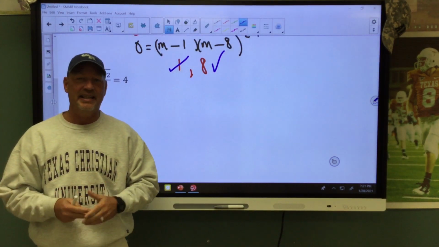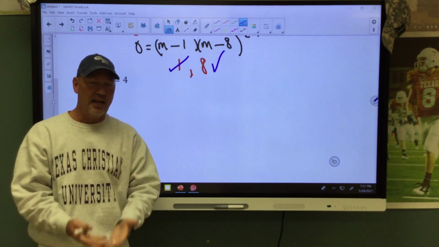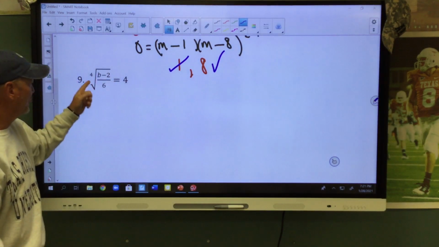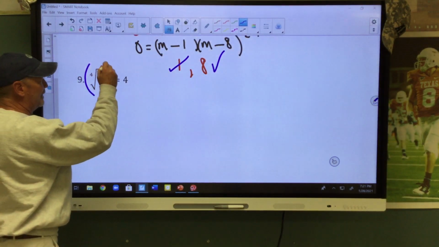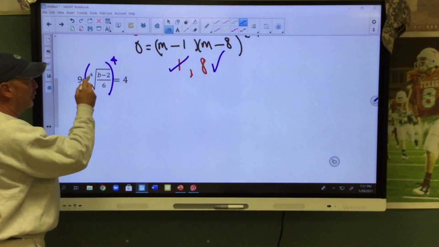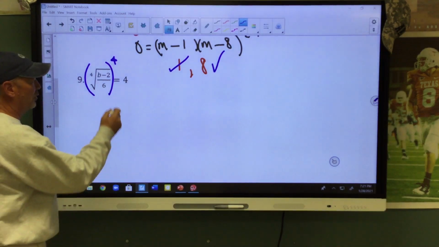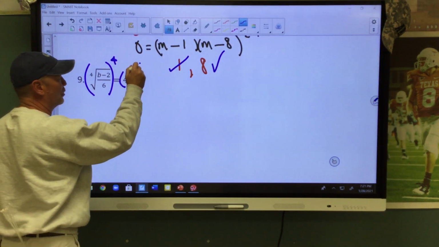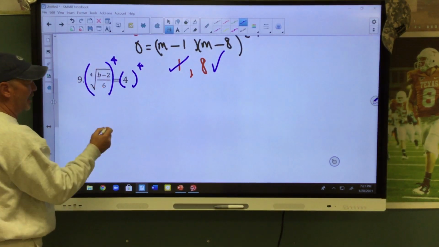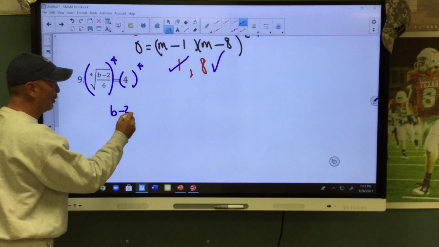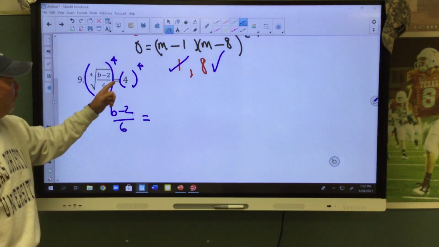All right, so we need to solve this equation. Our goal is if the root matches the exponent, whatever is inside will drop out. My root is a 4. So if I can raise this to the 4th power, the root would match the exponent and it would drop out. And whatever I do to the left side, I must do to the right side. So the root matches the exponent, so b minus 2 over 6 equals, that's dropping out, 4 to the 4th power.